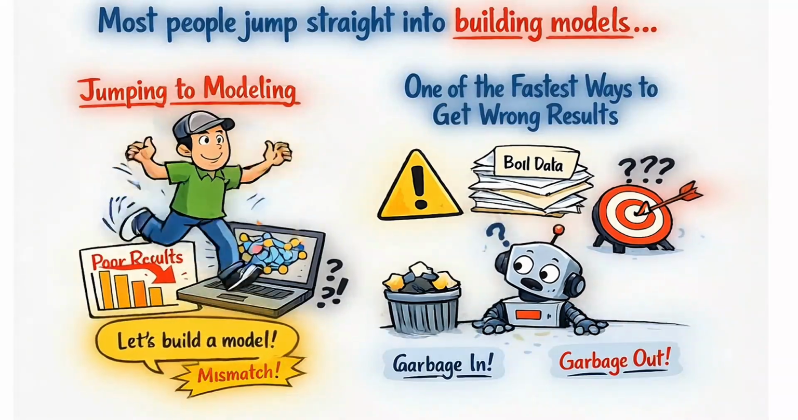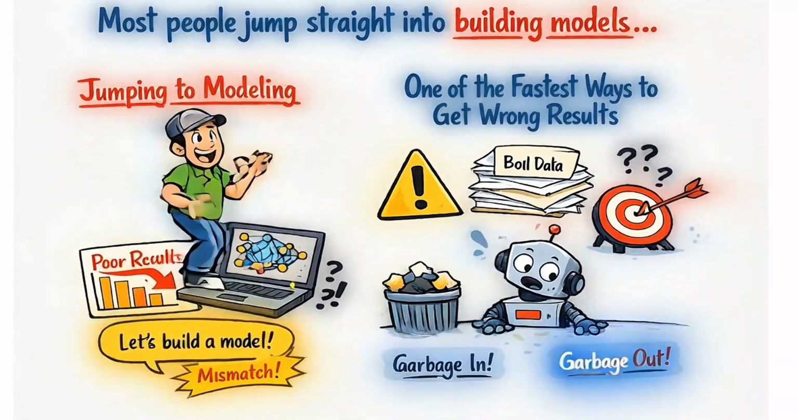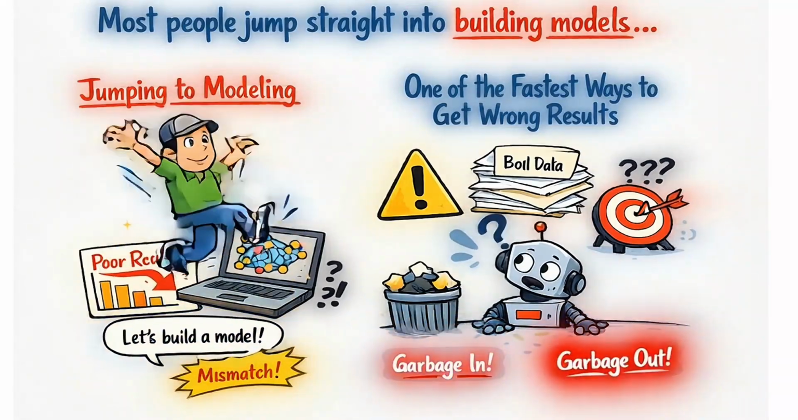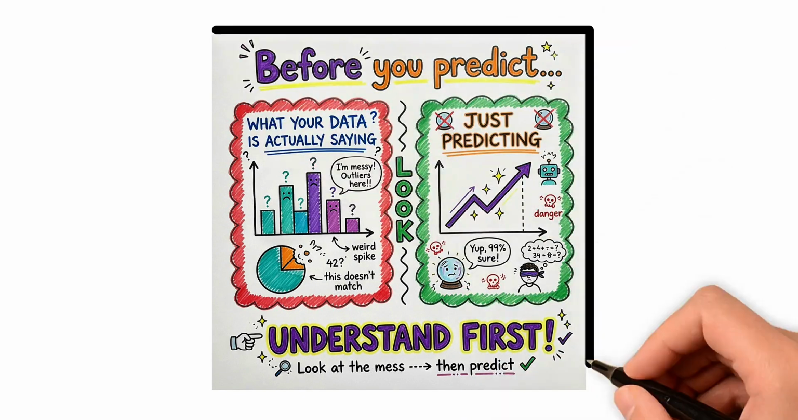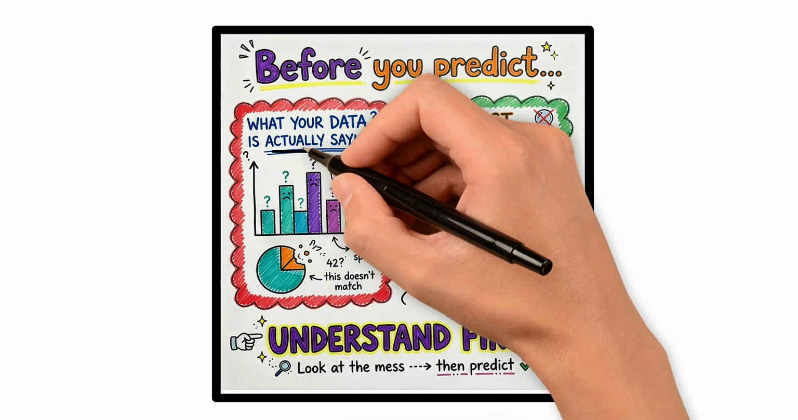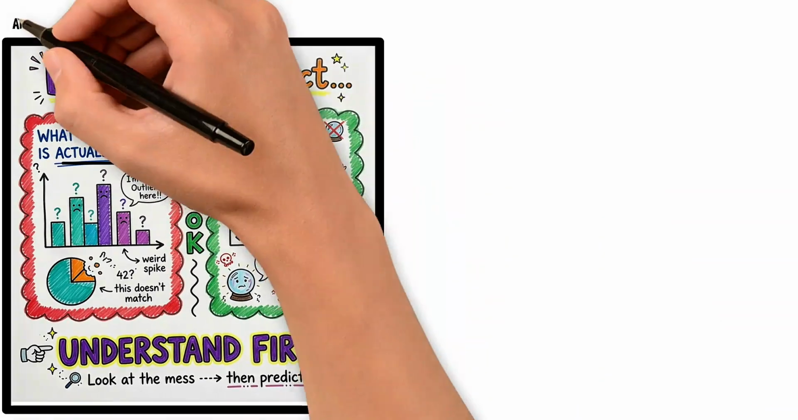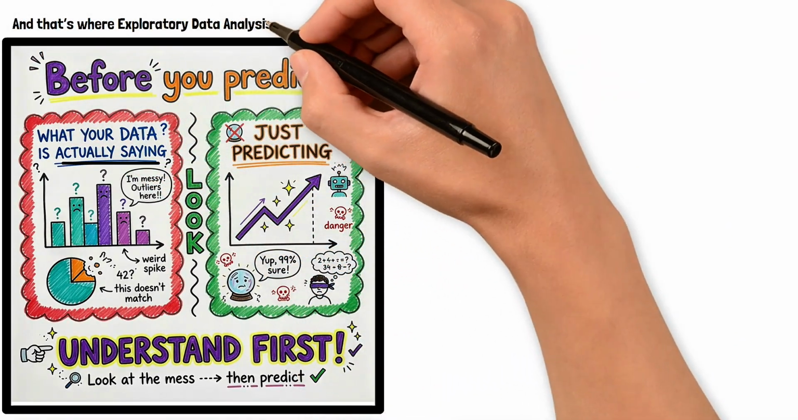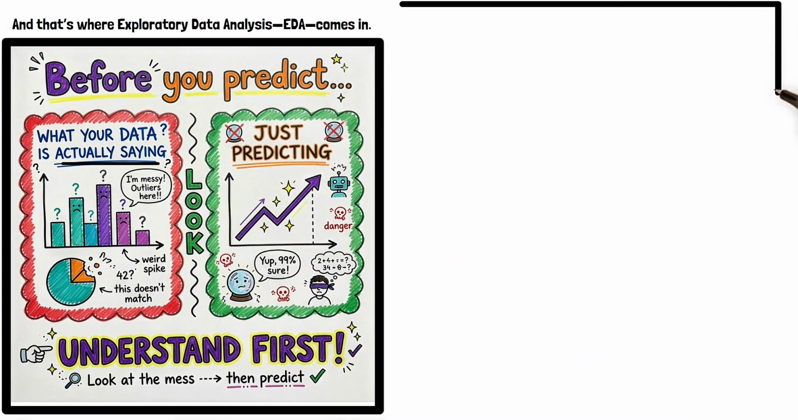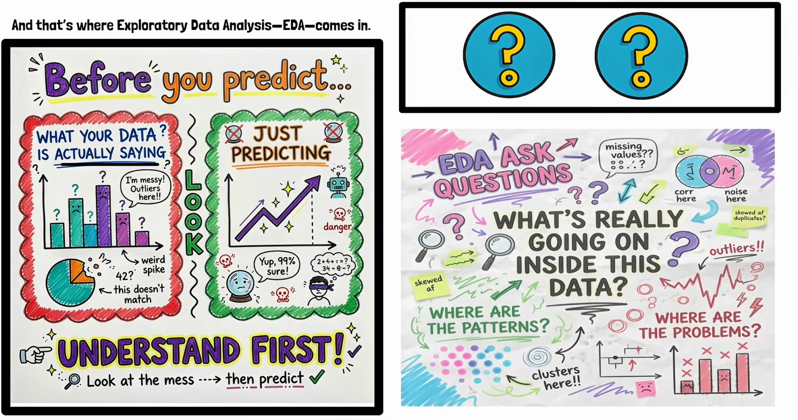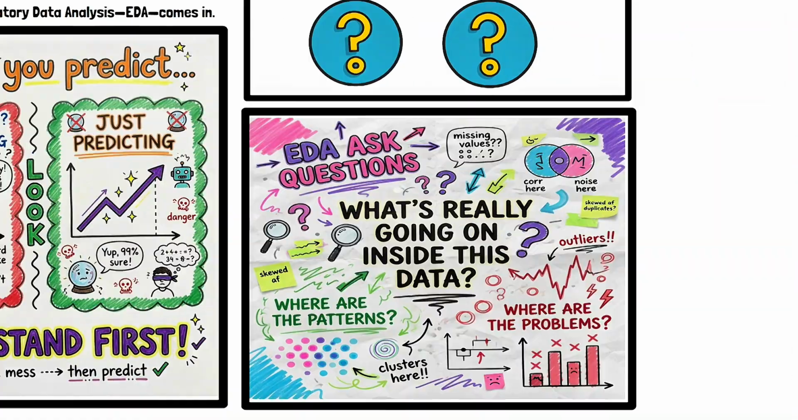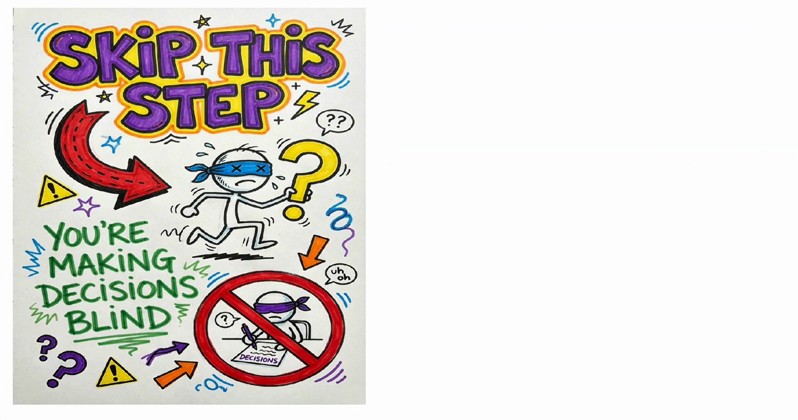Most people jump straight into building models, but that's one of the fastest ways to get wrong results. Before you predict anything, you need to understand what your data is actually saying. And that's where exploratory data analysis, EDA, comes in. It's not about fancy algorithms, it's about asking the right questions. What's really going on inside this data? Where are the patterns? Where are the problems? Skip this step and you're basically making decisions blind.